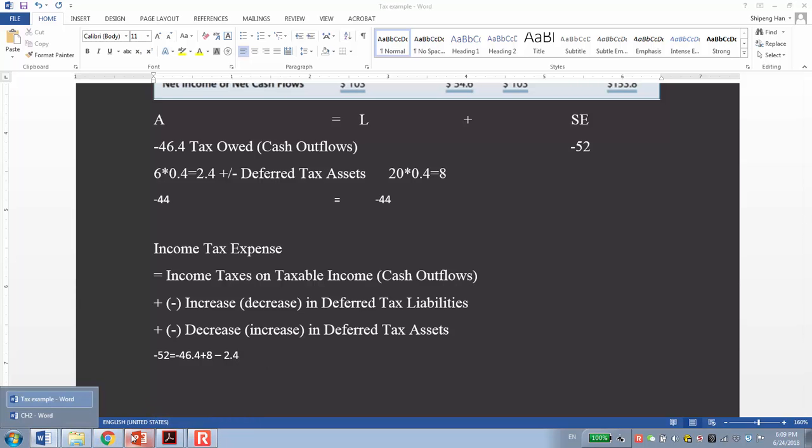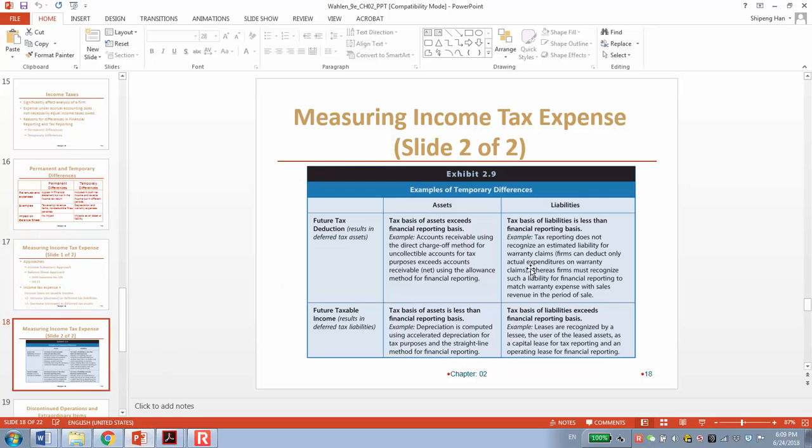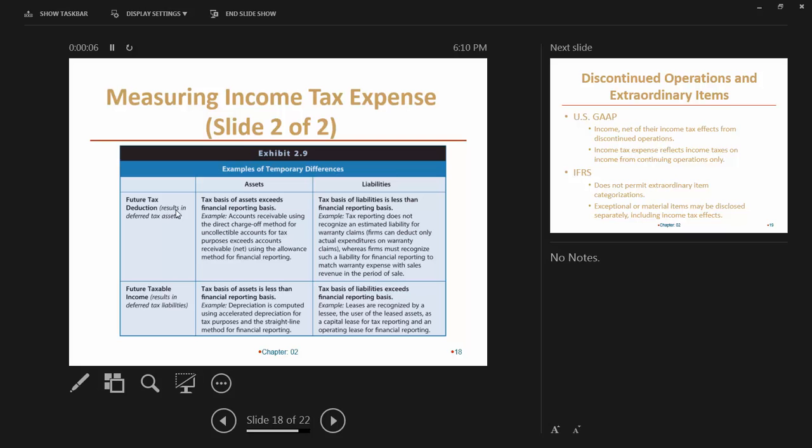Let me switch to another PowerPoint. Future tax deductible results in deferred tax assets. Future taxable income results in deferred tax liability.